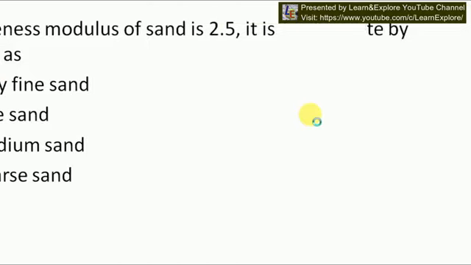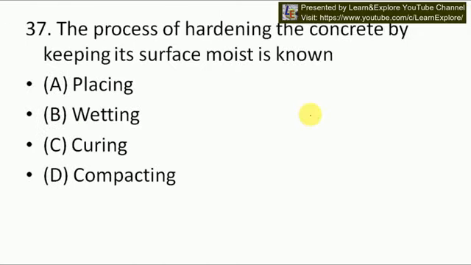Okay, so our next question is, the process of hardening the concrete by keeping its surface moist is known as: placing, watering, curing, or compacting? So our answer is C, curing. The process of hardening the concrete by keeping its structure moist is known as curing.